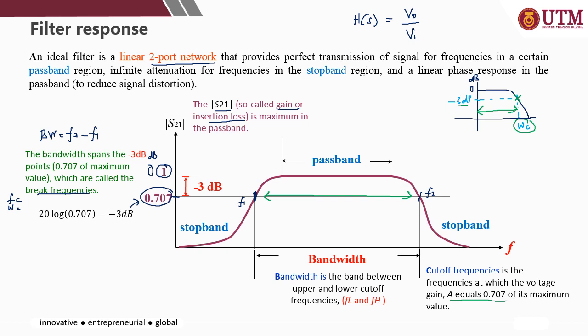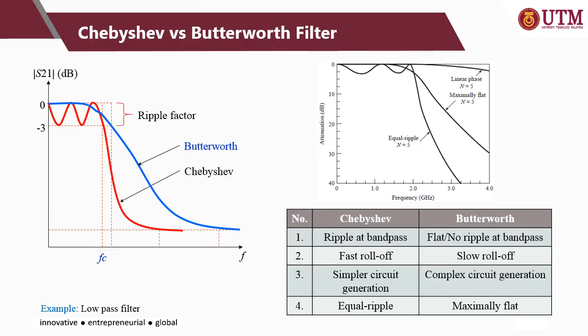Okay, so that's it. Depending on different types of filter, you will have different types of filter response. You can refer to the earlier slides where you can see different types of filter response depending on different types of filters. Okay, next let's look at the difference between the Chebyshev and Butterworth filter response.